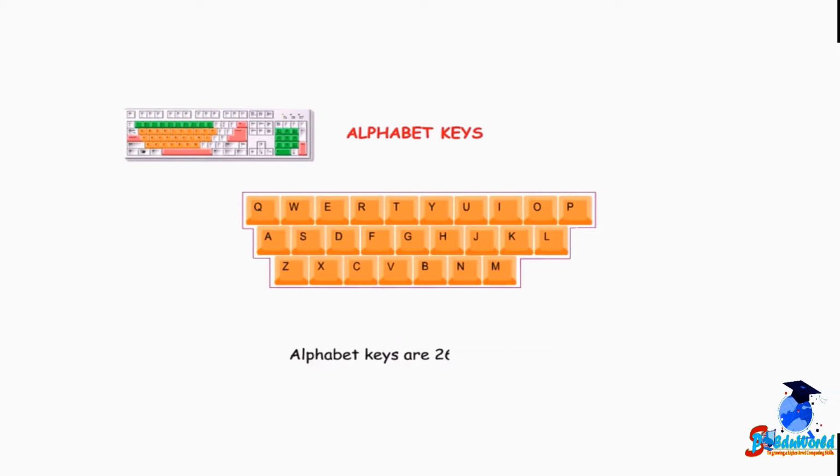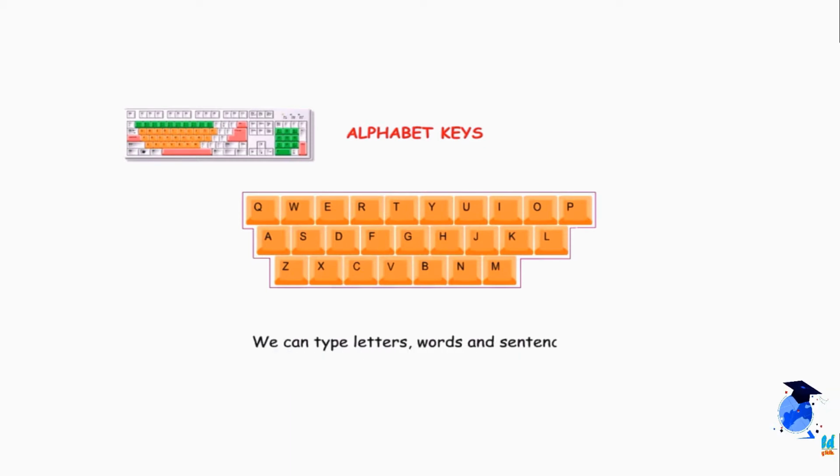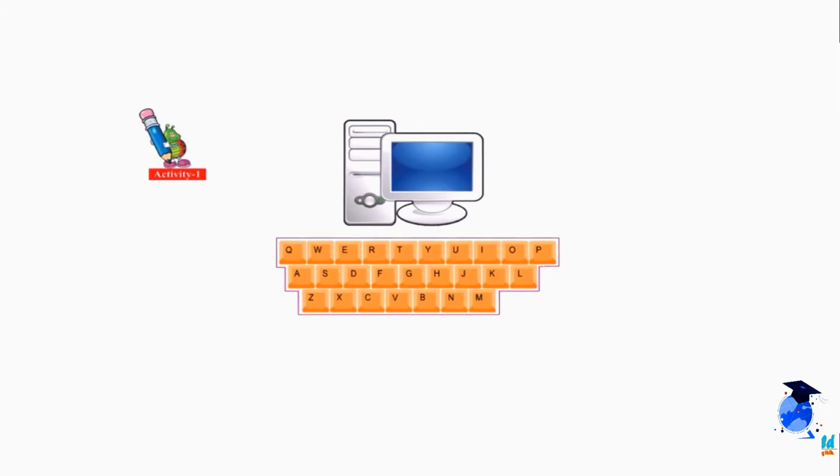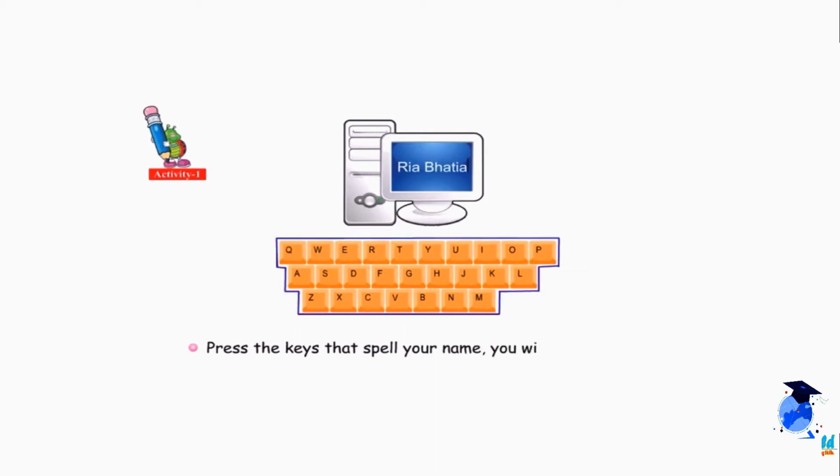Alphabet keys are 26 in number. We can type letters, words, and sentences with the help of alphabet keys. Let's do an activity. Type your name. Press the keys that spell your name. You will find your name on the screen.